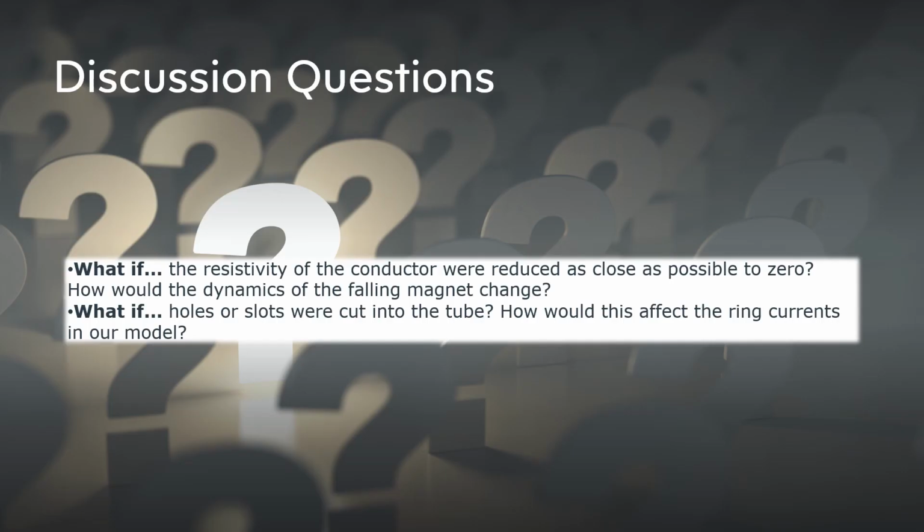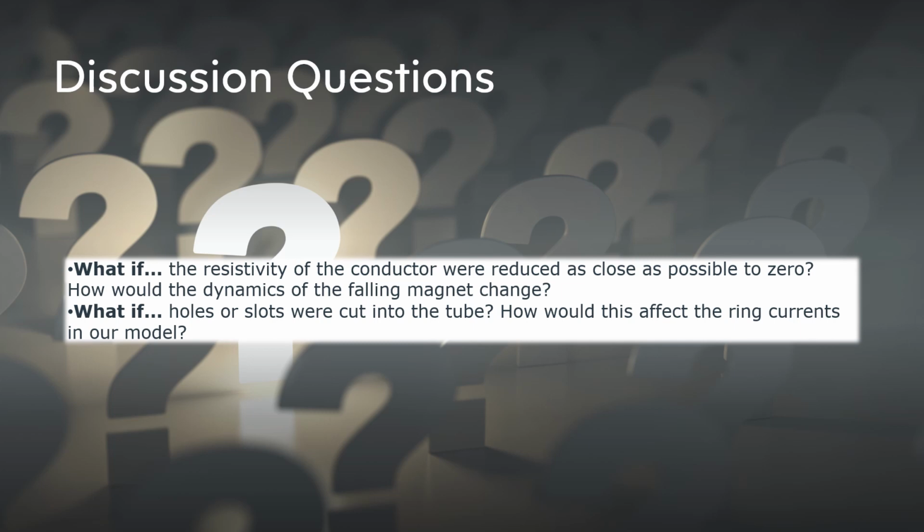For our first discussion question, what if the resistivity of the conductor reduced as close to zero as possible? How would the dynamics of the falling magnet change? The induced current would increase, leading to an increase in magnetic force. This works in opposition to gravity on the magnet, which is the downward force acting on our object, while the magnetic force is increasing in an upwards direction. This in turn increases the time it would take for the magnet to travel through the tube.